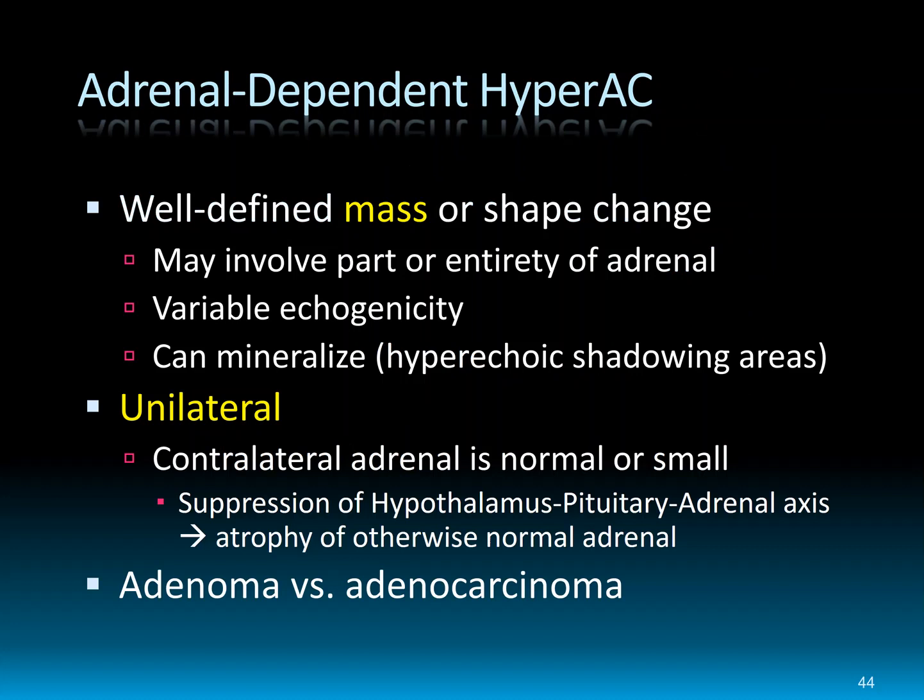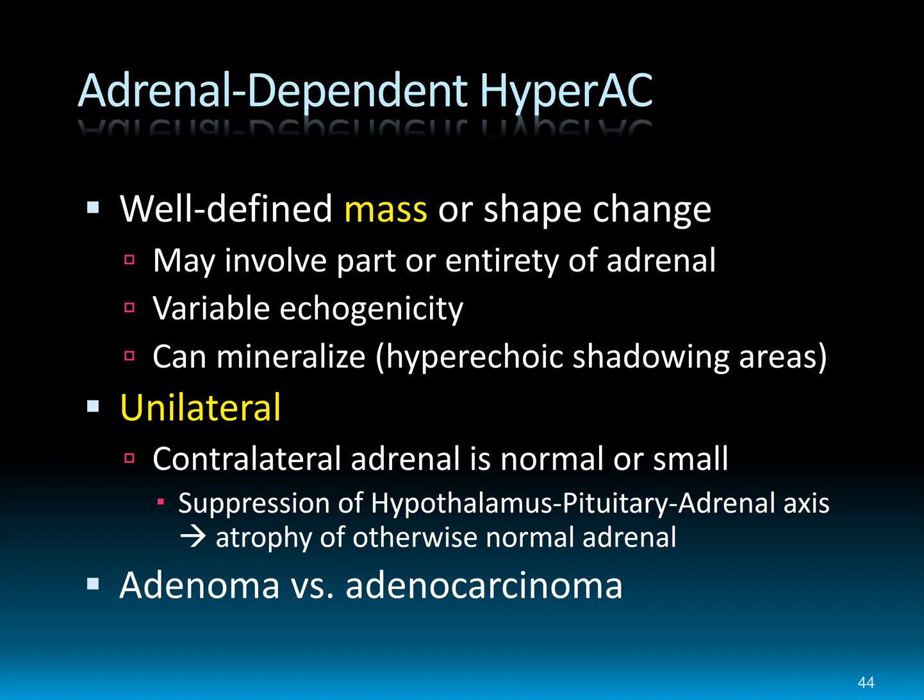If it's not the pituitary's fault and it's an adrenal gland's fault for hyperadrenocorticism, then we would expect to see a specific problem with usually one, not both, adrenal glands, and usually it's a mass. There could be some shape change, but usually you're going to find a discrete mass. And that mass could extend from the entirety of the adrenal gland, maybe just part of it. Echogenicity can be variable. It may or may not be mineralized, but it should be some sort of discrete, asymmetric, irregular mass coming from an adrenal gland.